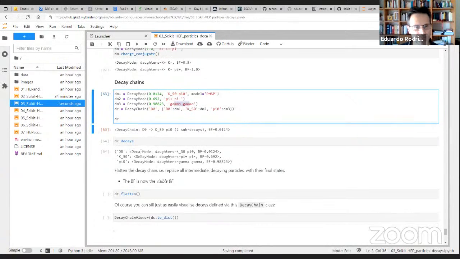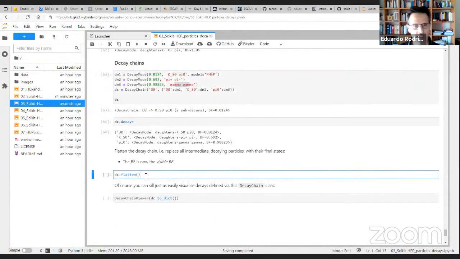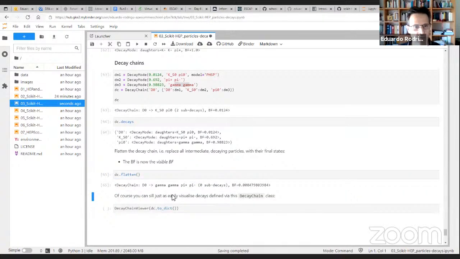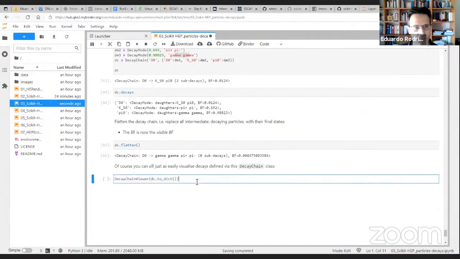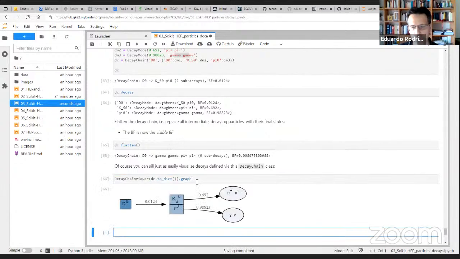They are all defined there. And if you want to flatten them, so actually give you the full final state, as if you were doing a reconstruction with data, the final state is in fact 2 photons, a pi plus and a pi 0. And the branching fraction is the product of those, the visible branching fraction. And again, if you want to visualize this thing, just as before, whether you start with decay files or not, you can do it just like that.